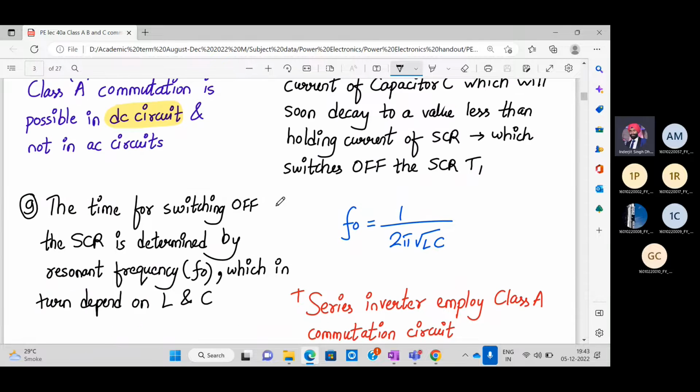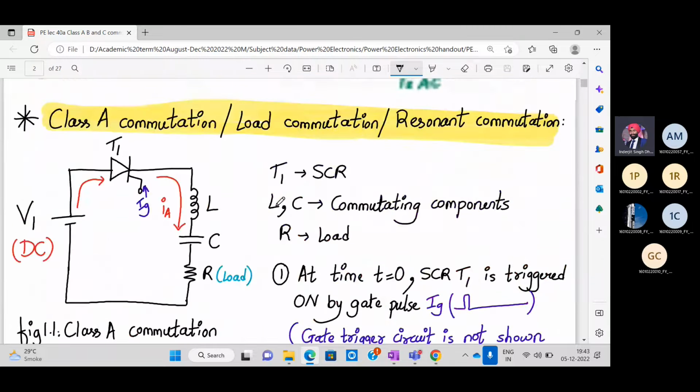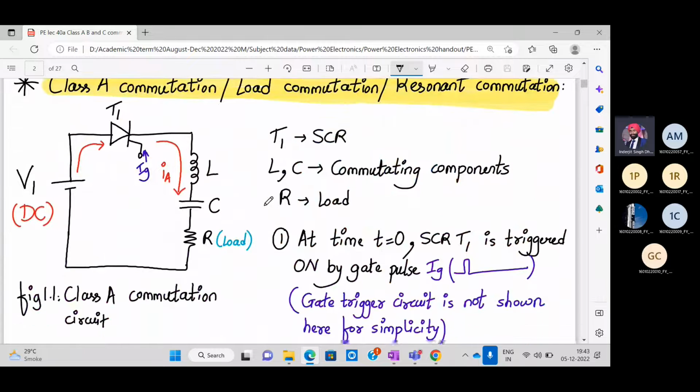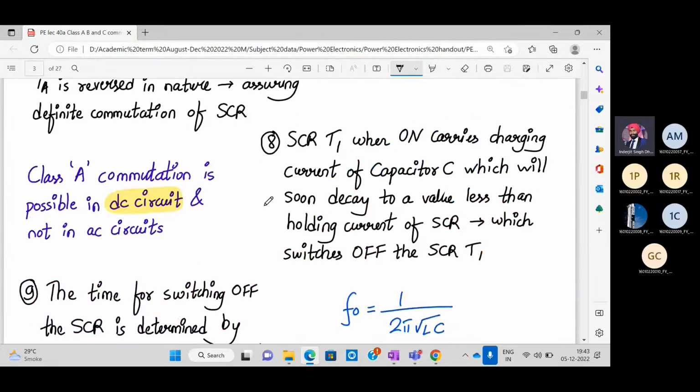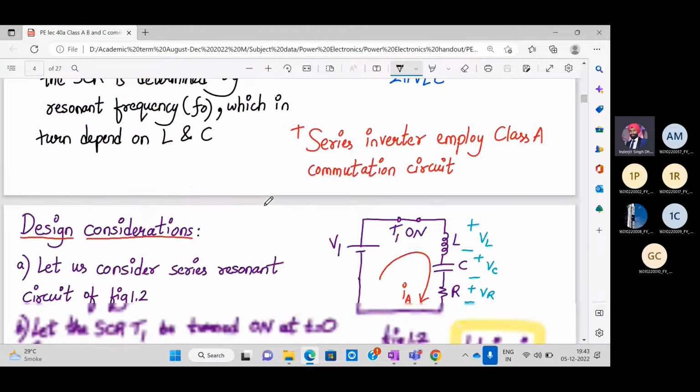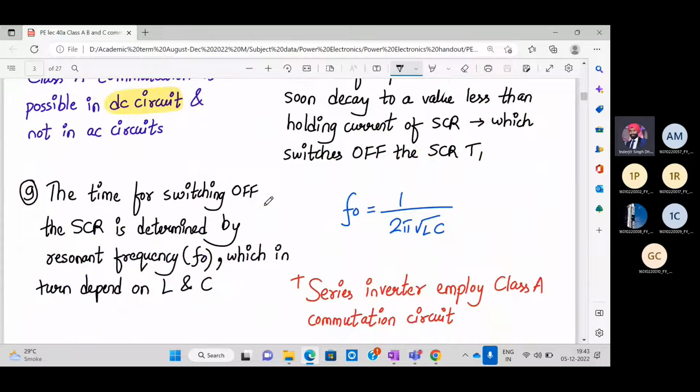Is this point clear? So if they ask you either a short note on class A commutation, or classification of SCR commutation, or they ask you to explain load commutation or resonant commutation, you have to explain these two pages. That's it. Then, till here, any doubt? Any doubt in this?